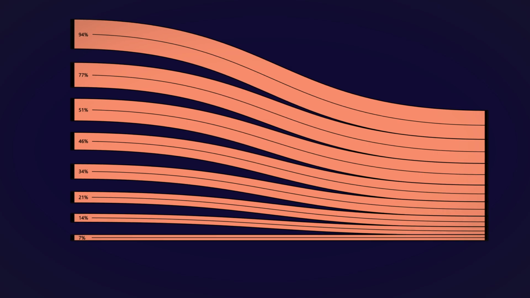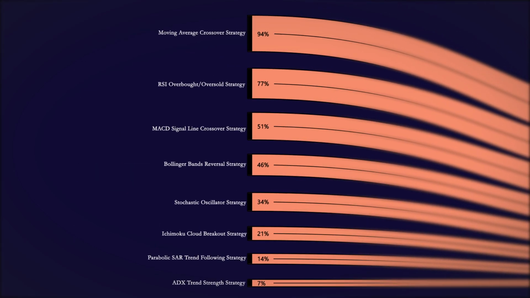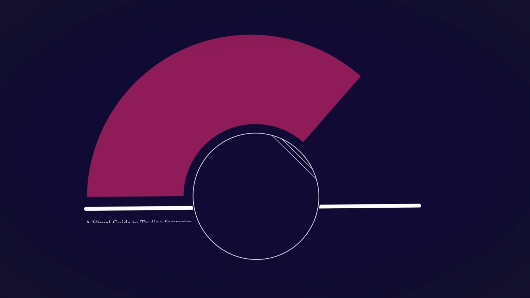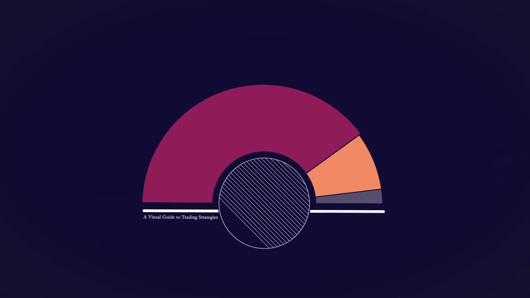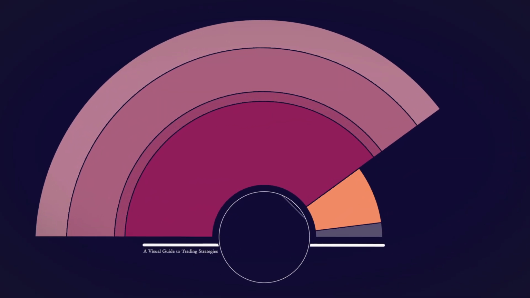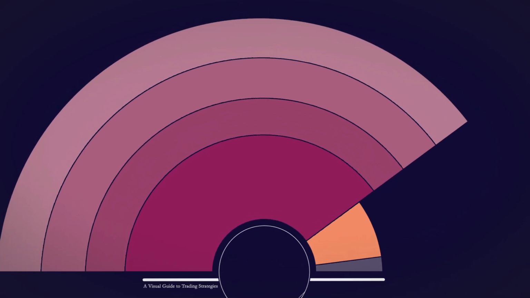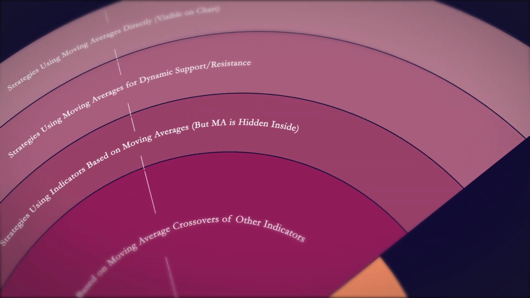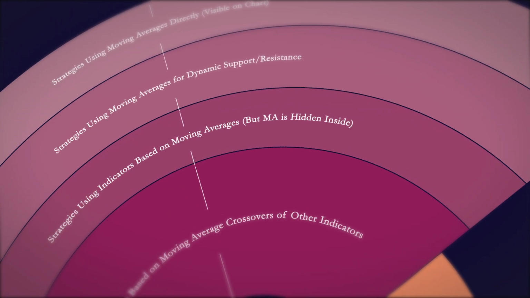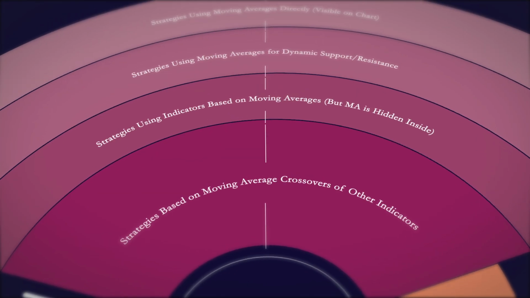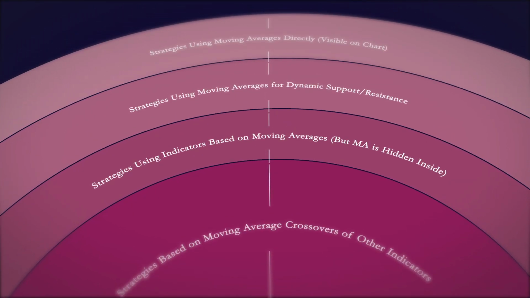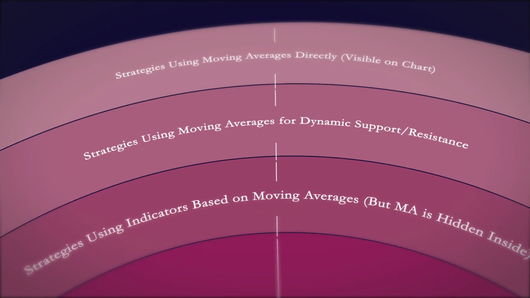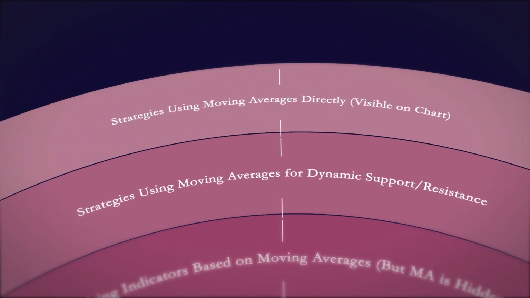Alright, let's take a step back for a second. This chart right here, it's not a price chart. It's actually showing all the trading strategies used today by traders around the world, the entire landscape. And you see this big 80% slice? That's strategies that rely on indicators, and nearly every single one of those indicators uses a moving average somewhere in the background. Even when it doesn't look like it, it's there, hidden in the formulas, quietly doing its job, smoothing, averaging, making sense of all that price noise.